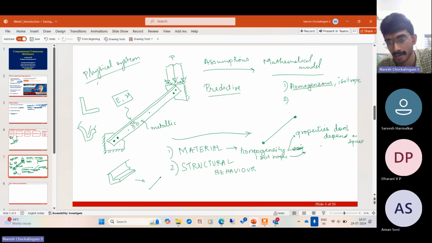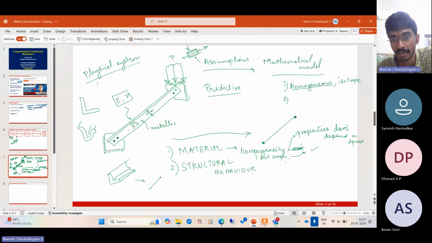Isotropy is that the properties at a given point do not depend on the direction. So at this point, whether you apply stress this way or this way, the equivalent strains are the same. The material doesn't have its own direction. It's not like a composite. Say if you have fibers this way, the response in this direction will be different from the response in that direction. Unlike that, this is a homogeneous and isotropic material.